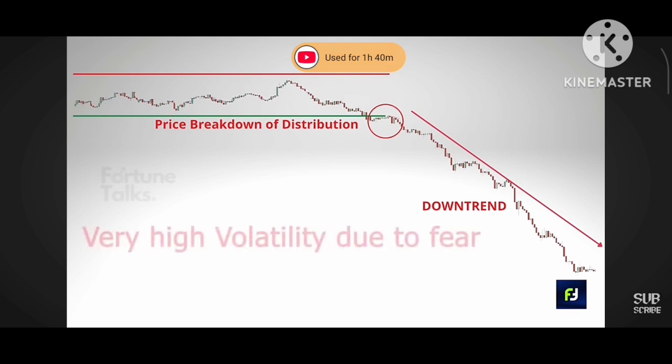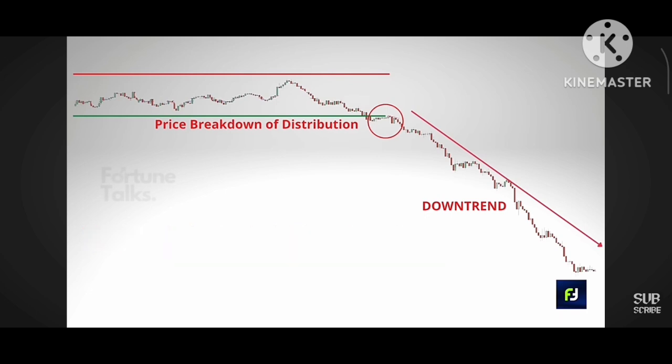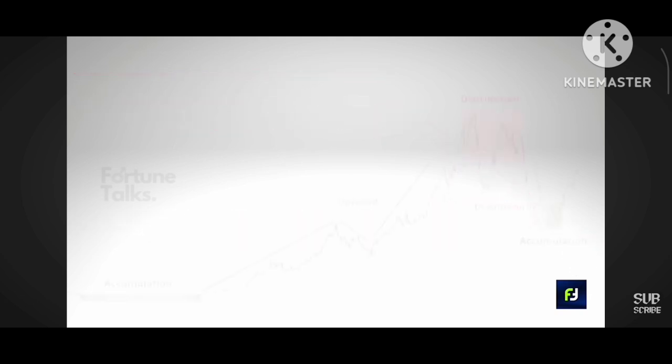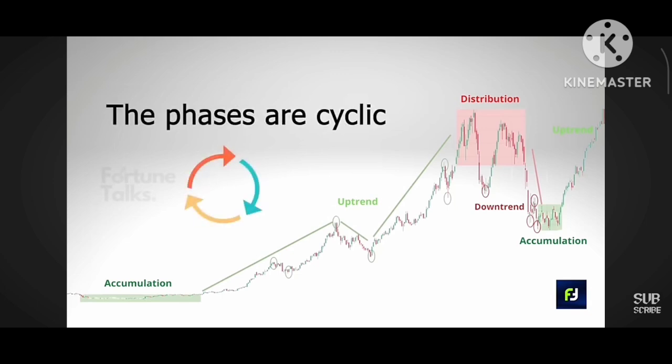The volatility tends to be very high due to panic and fear in the market. So this is a good time for trend traders who can short the market and get hold of good profits. This is how the phases look like in a chart. And it is interesting to note that these stages continue to appear time and time again as cycles.